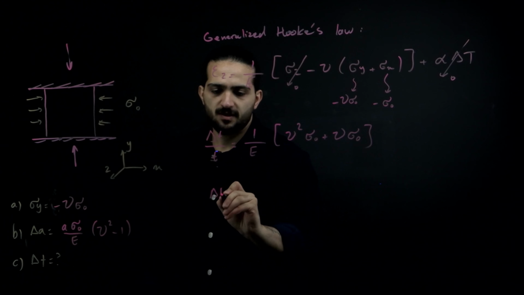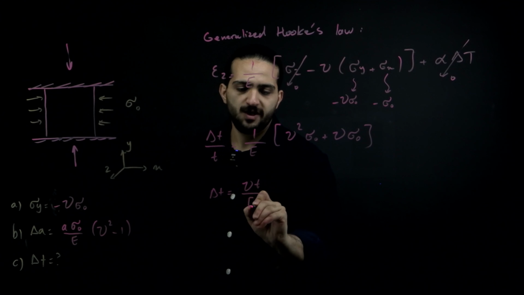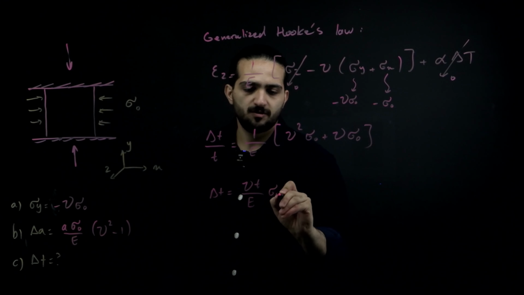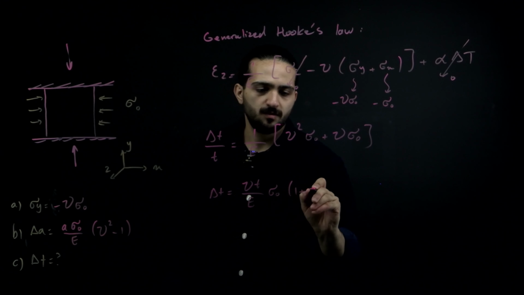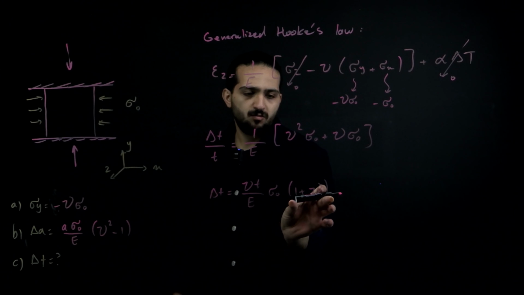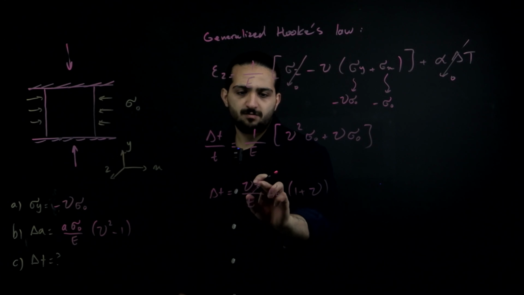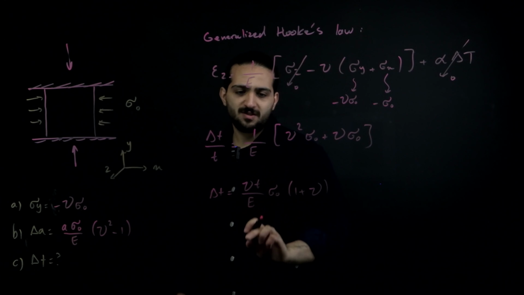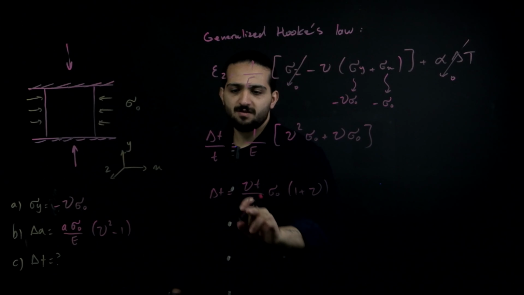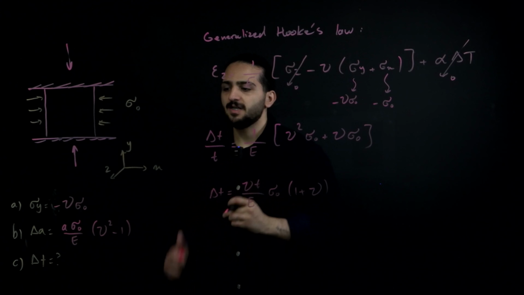So delta t will be equal to Poisson t over E sigma 0 times 1 plus Poisson. And since 1 plus Poisson's ratio is positive, Poisson's ratio is positive, t is positive, sigma 0 is positive, and E is positive, this delta t will be positive, and we have an expansion in the z direction.